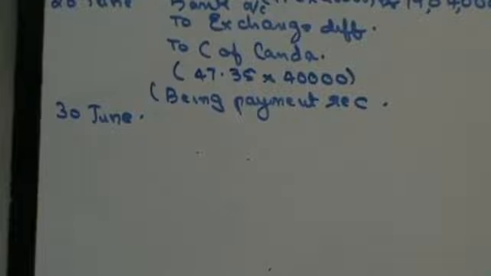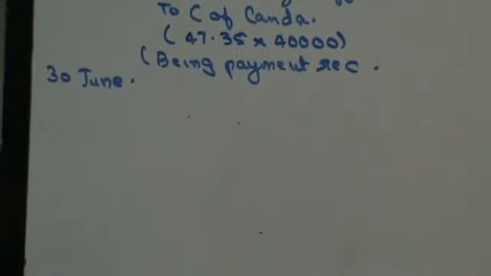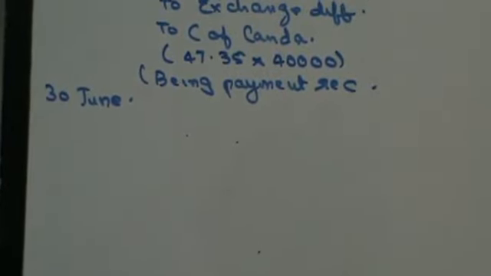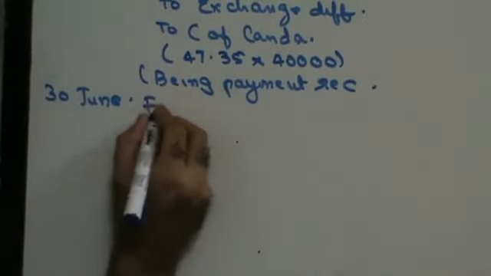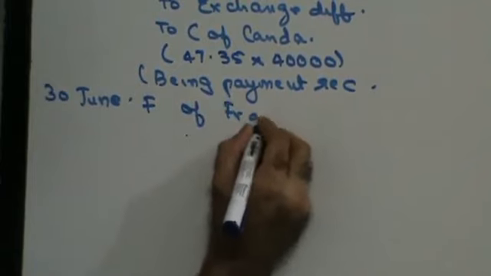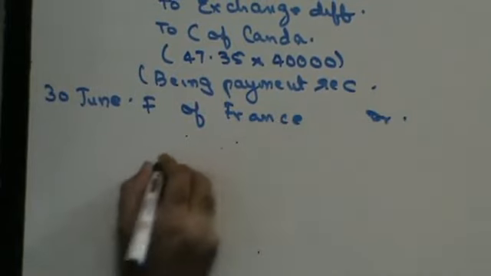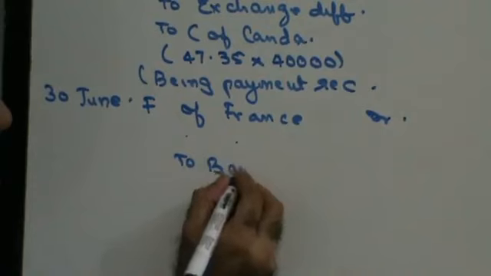where again you have F of France. Now on 30th June, payment was made to F of France, $9,000. Payment was made, money is going out, debit the receiver. F of France account debit, leave a line to bank.